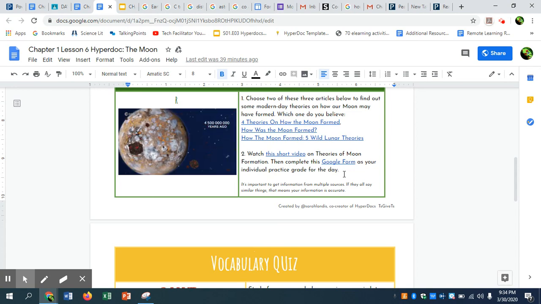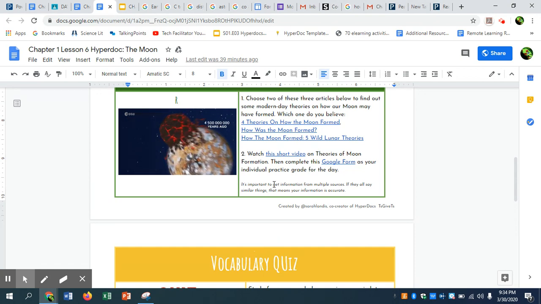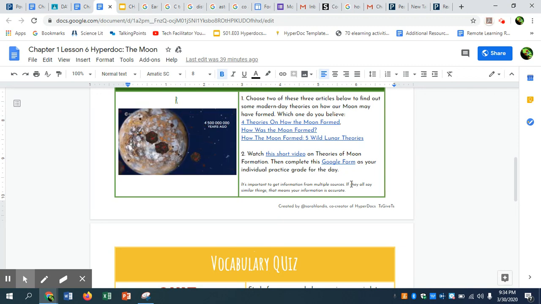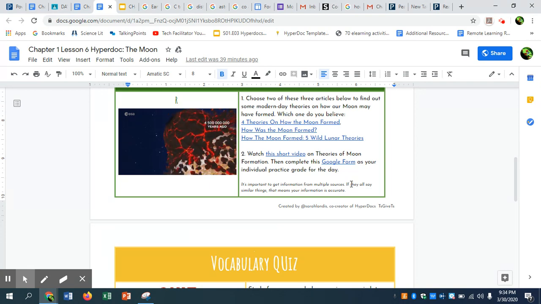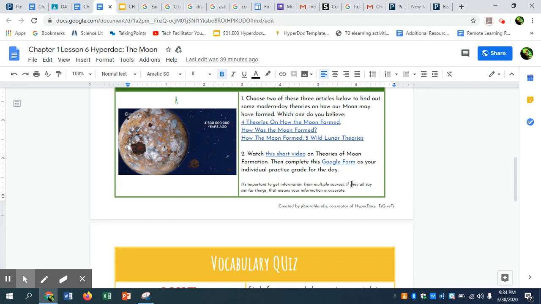So the question is, Ms. CG, why are you giving me so many things to read and look at? I have a little tiny note down here, and it says, it's important to get information from multiple sources. Because if you have multiple sources and they're all saying similar things, that means that information is accurate. It's correct. It's true.